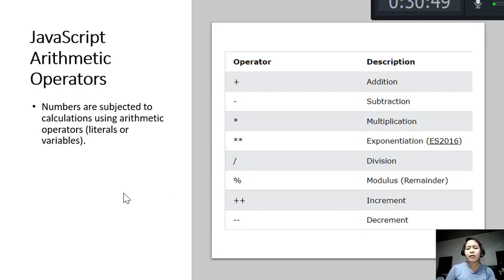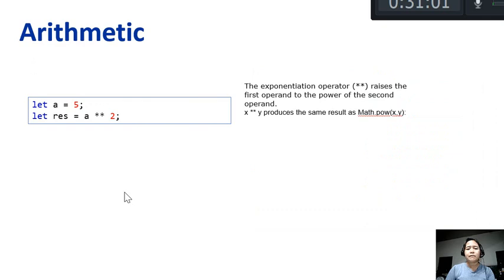Okay, so I guess you have already figured this one out. It's the same as in your other programming languages. The addition, subtraction, multiplication, exponentiation, division, modulus, your increment and decrement are the same as in your other programming languages. Now, so you already understand this. For instance, given all those arithmetic operators that I discussed in the previous slide, you have let a equal to 5, and you have another variable res, or result, that will hold the value of a raised to the power of 2. And that's how you do it in JavaScript.